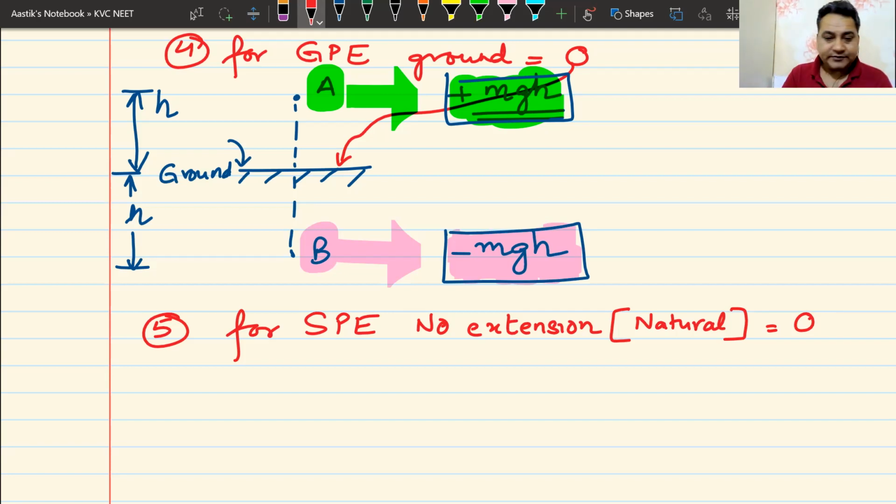Now I'm going to draw a spring. I hope you have drawn the gravitational potential energy diagram. I'll give you a minute again to draw it. Then we will move on to spring potential energy. I'll give you a minute. If there's anything that you want to ask, you can go ahead.